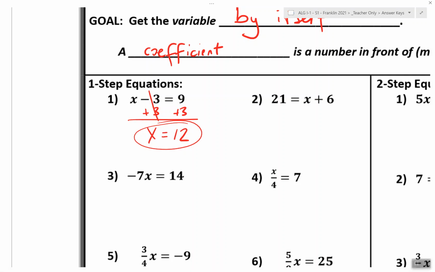Let's try number 2. It says 21 equals x plus 6. Well, x is being added by 6. So that's what's happening to the variable. We need to do the opposite. No matter what side your variable's on, find it, see what's happening to it, and reverse it. So we've got x plus 6. We're going to subtract 6 from both sides because that's the opposite operation. The -6 on this side cancels out that +6. That's why we're doing the opposite operation, to cancel it out on that side. 21 minus 6 is 15. And so that's our answer there: 15 equals x.